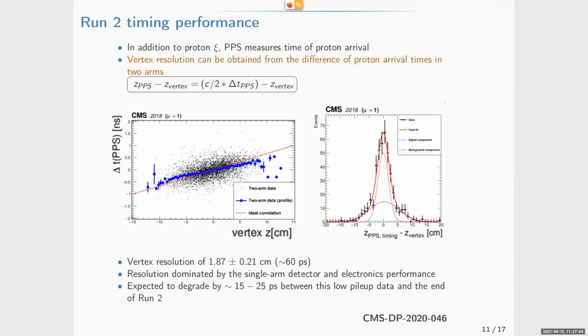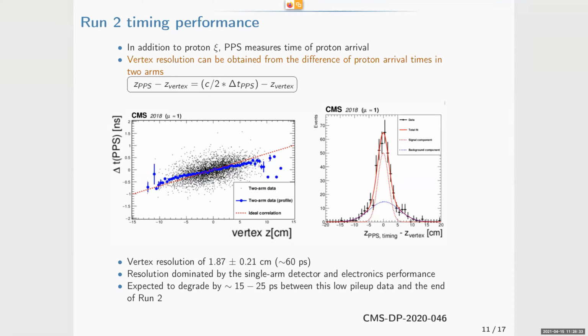And in this plot, we are trying to quantify the vertex resolution that we can obtain with PPS. On the left plot, you can see this 2D distribution with CMS vertex coordinates shown on the x-axis and PPS delta t shown on the y-axis. The ideal correlation would be along the red line, the data points are in black, and the profile plot that gives us an idea of the correlation in the data is in blue here. We can see that there is a pretty nice dependence of one variable on another. They are correlated. These are 2018 low pileup data, which we have selected just to quantify the performance of this timing setup.